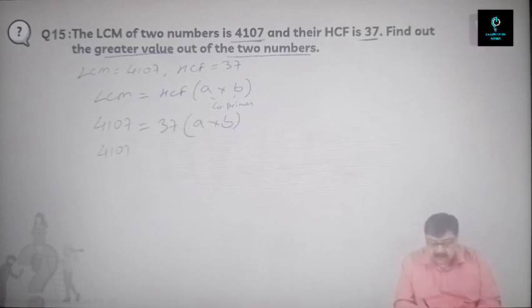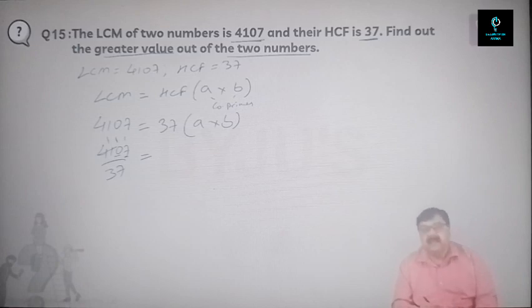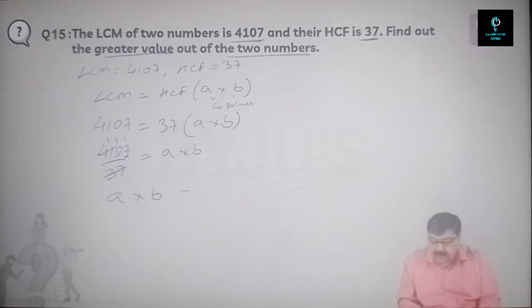So 4107 by 37 works out to be 37 into 1 is 37. 41 minus 37 is 4. 4 and 0 become 40. So 37 into 1 again 37. 40 minus 37, 3. 3 combines with 7 to give you 37. 37 ones are 37. So 4107 goes by 37 and gives us a value 111, which has to be equal to A into B. Now A into B is 111. Let us factorize these. 1 into 111. The other is 3 into 37.